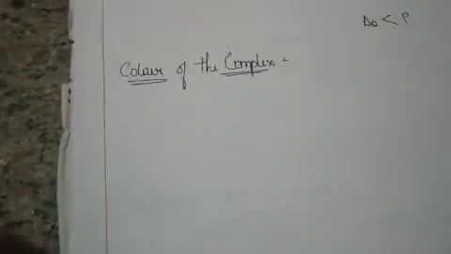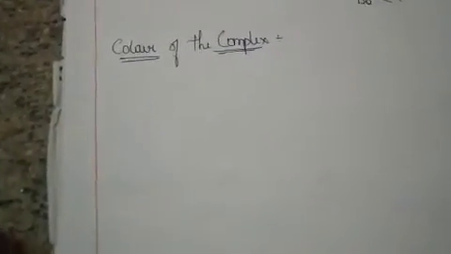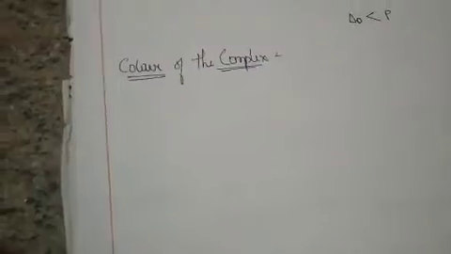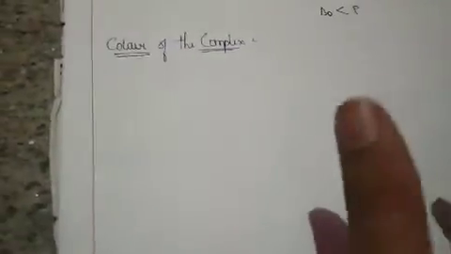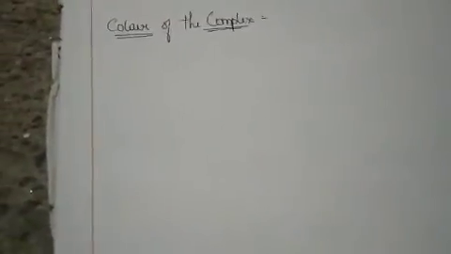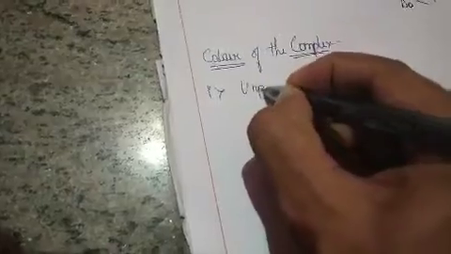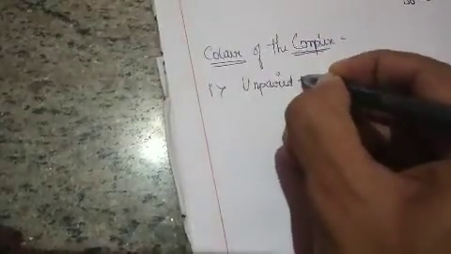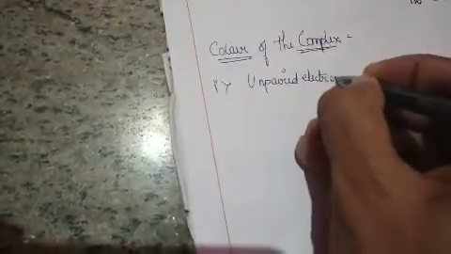Okay, so with respect to the color of the complex, which was not able to be explained by the VBT, crystal field theory came across with that. It says that basically if a complex has to be colored, there are mainly three reasons. One is the presence of unpaired electrons.